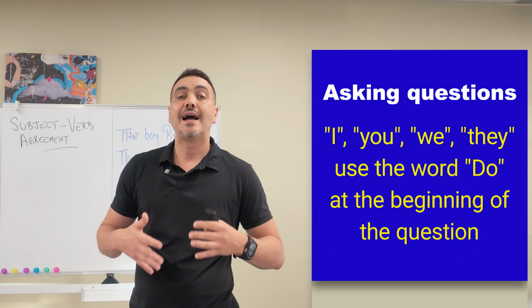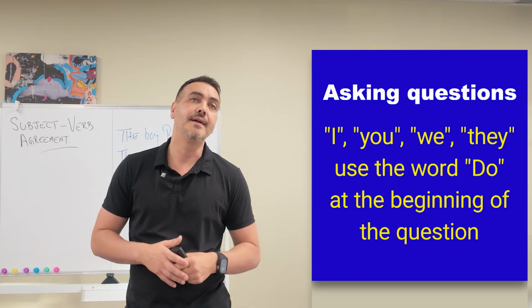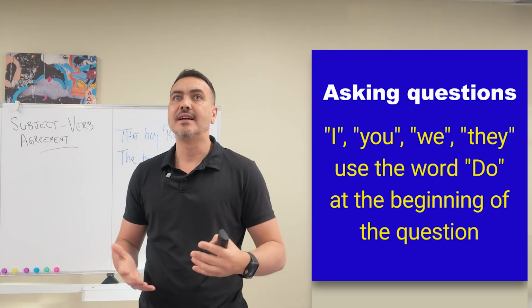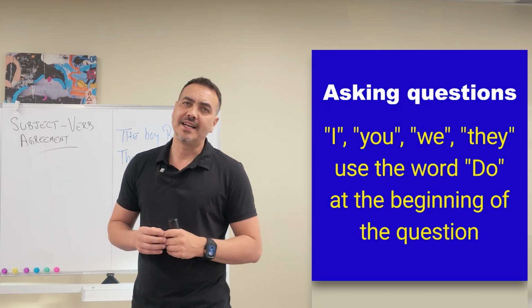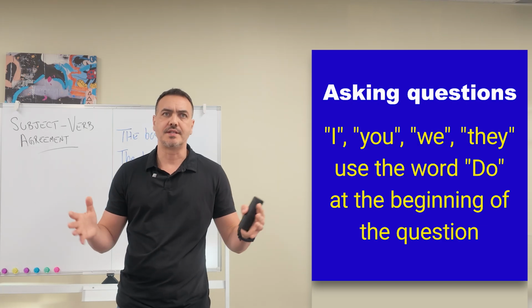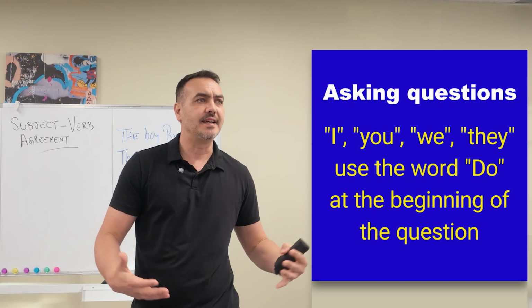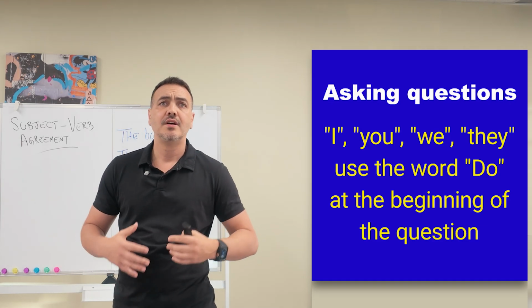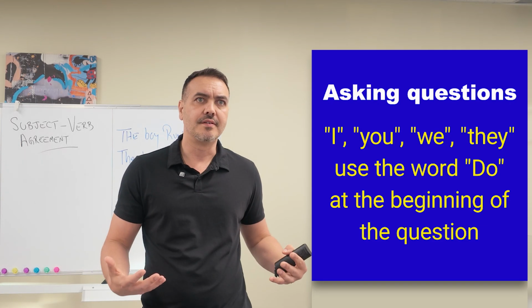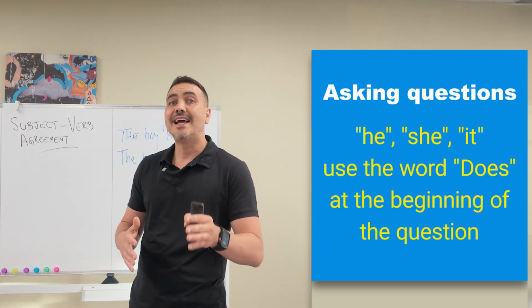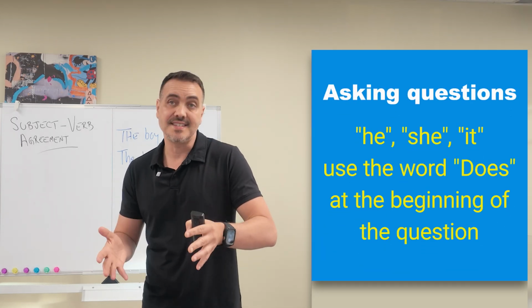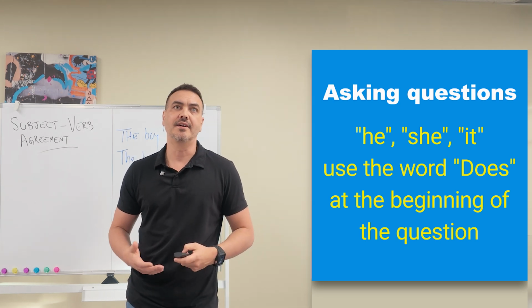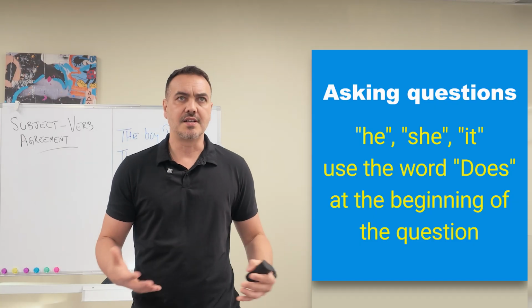So now let's learn how to ask questions, okay? With I, you, we, and they, we use do at the beginning of the question. Here's an example. Do you speak English? Do we have a class today? Do they live here? With he, she, and it, we use does at the beginning of the question. For example, does he work here? Does it cost a lot?